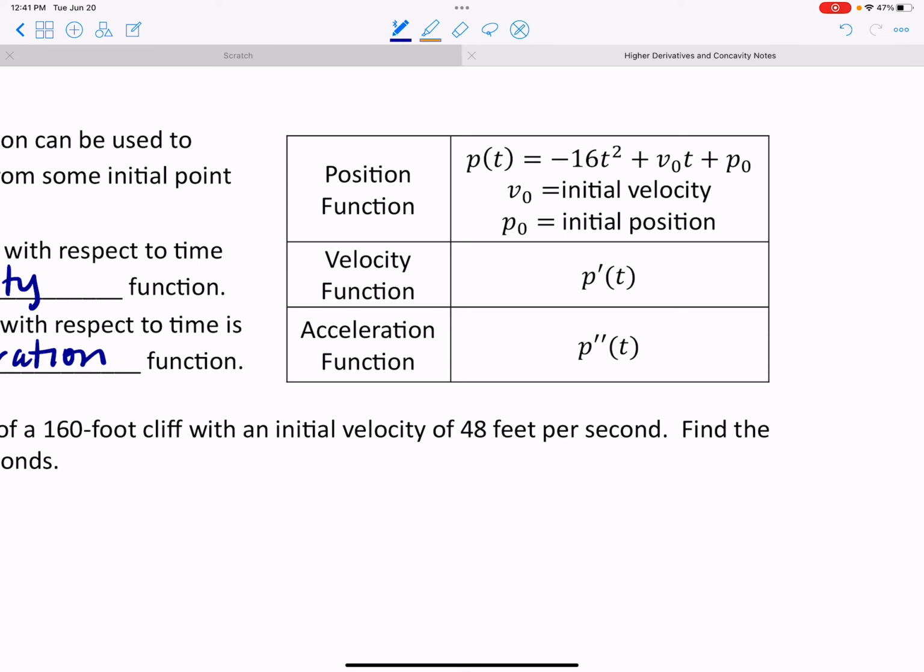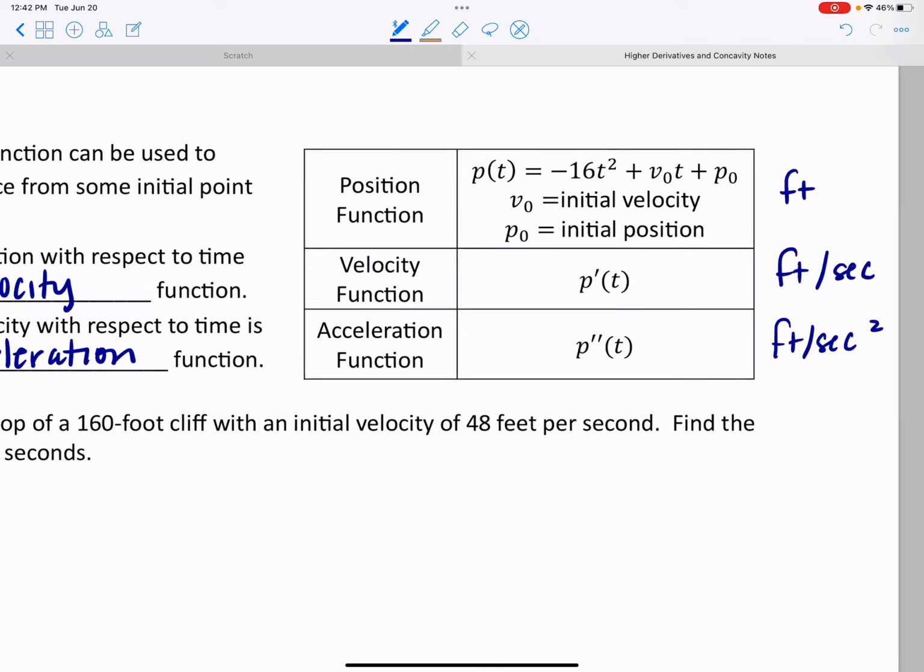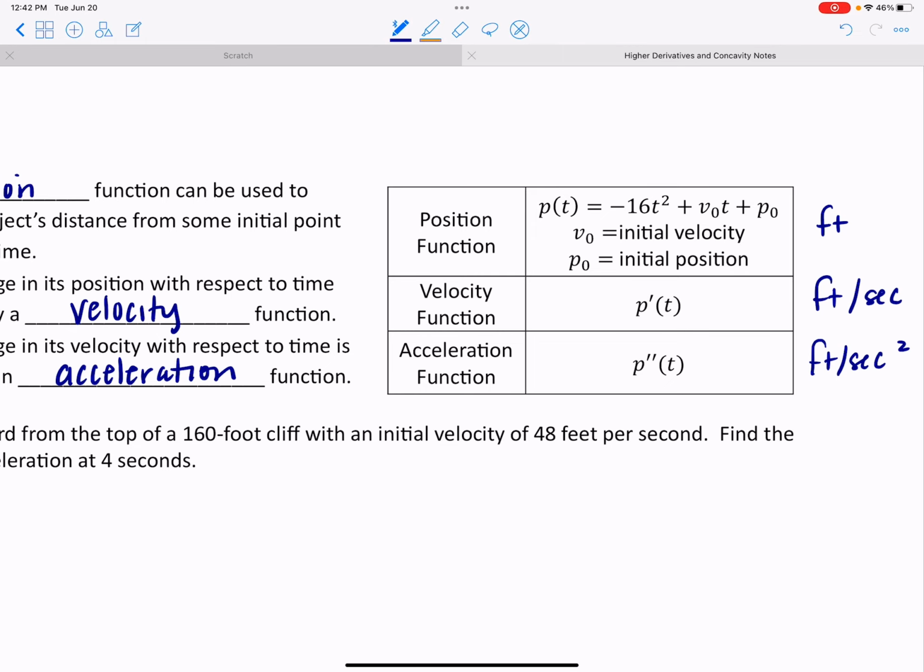Just as a sample, if my input is time into all of these functions, my output in my first function would be some distance, so maybe your output here is feet. The rate of change of that distance with respect to time would be velocity, maybe how many feet you travel per second. And then the acceleration is the rate of change in the velocity: per second, what is the rate of change in that velocity? So that's what our output will look like. Input's always time.